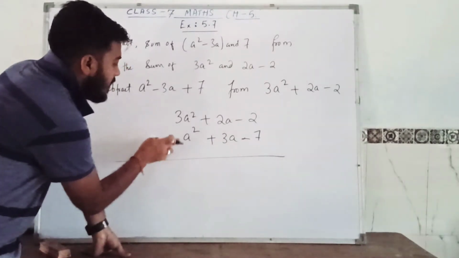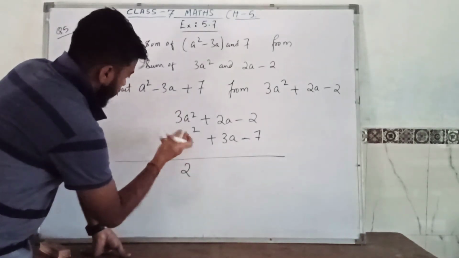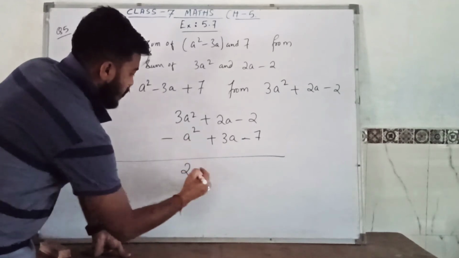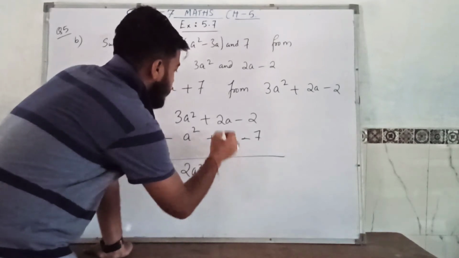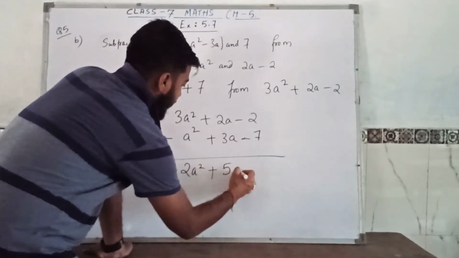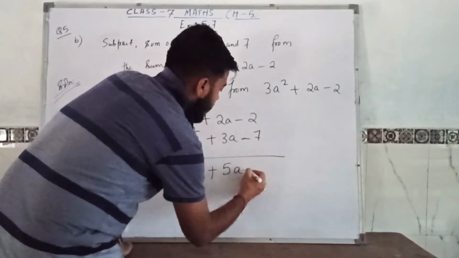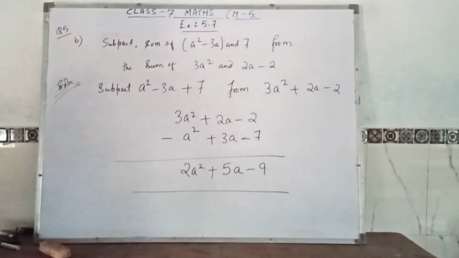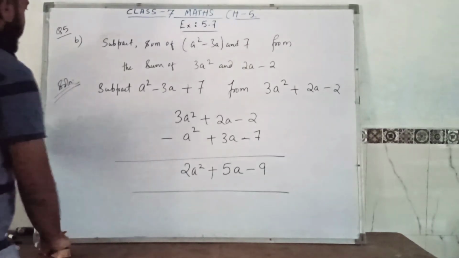3 minus here, how many times a square? 1 time a square, right? So 3 minus 1 is 2. 3 is bigger, so positive. So 2a square, correct? Plus into plus is a plus. So 3 plus 2 is 5a. Minus into minus is a plus. 7 plus 2 is 9. 7 is bigger, so minus 9. So this is the solution. Listen again to whatever I have explained, then you will understand it clearly. Is this clear? Now let us go to the next exercise, 5.8.